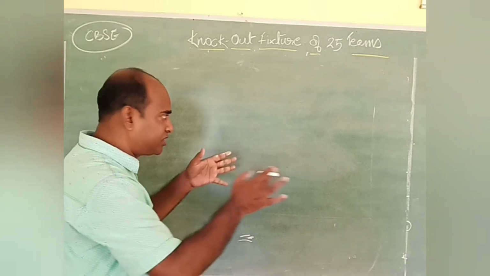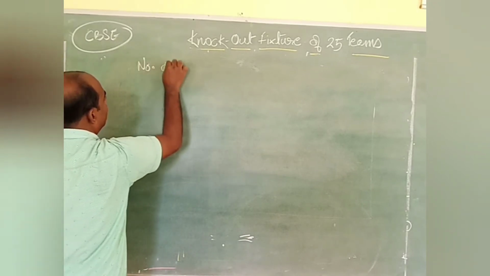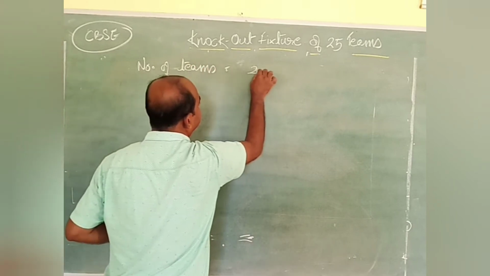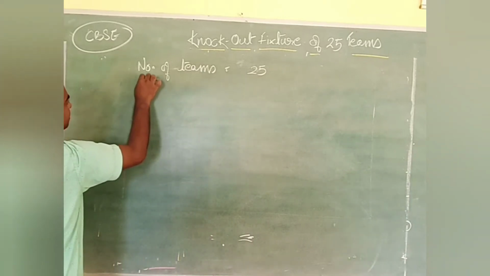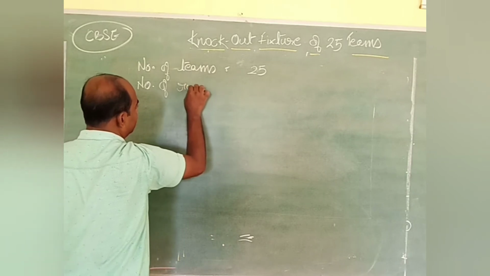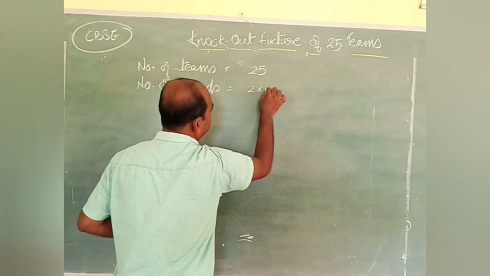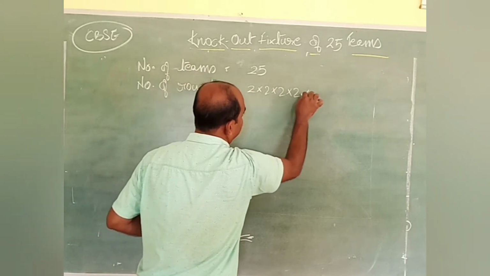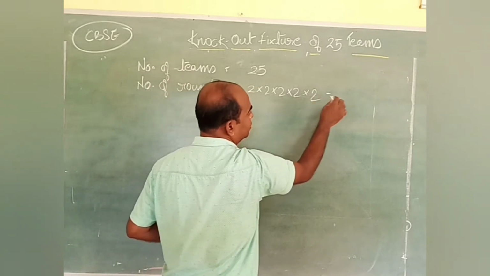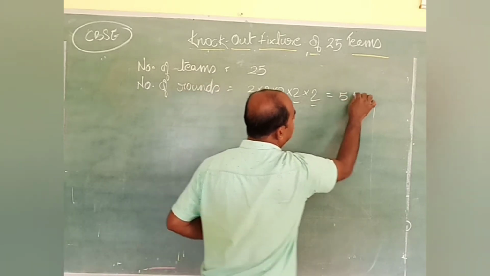Let us write the procedure again. Number of teams is equal to 25. Number of rounds is equal to: 2, 2 to the 4, 4 to the 8, 8 to the 16, 16 to the 32. So first round, second round, third, fourth and fifth round. There are 5 rounds.